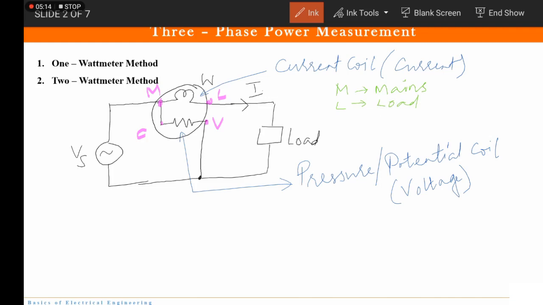Now, as far as the potential coil or the pressure coil is concerned, here C stands for, no, it doesn't stand for current, it stands for common. And here V stands for voltage rating.